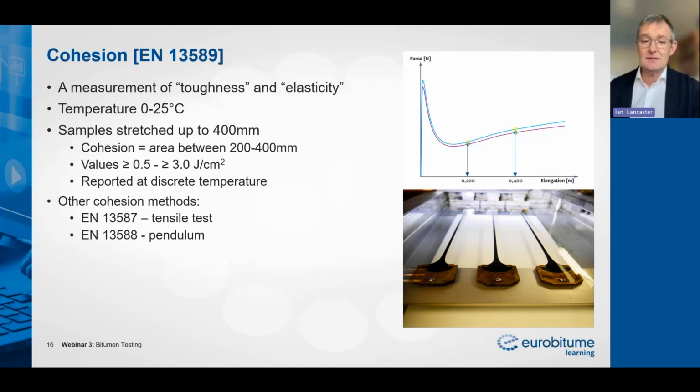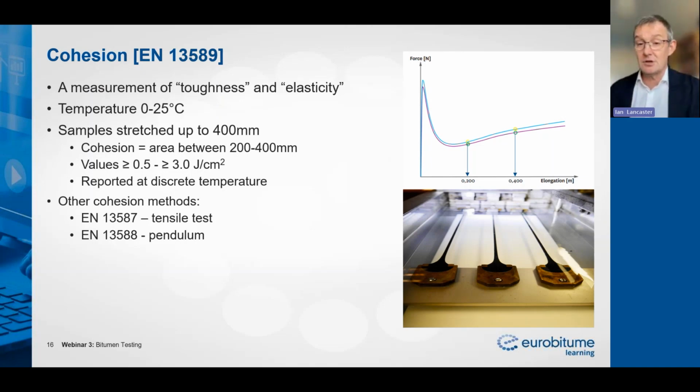There are 2 other methods. EN 13587, which is the tensile test, is similar in principle to the force ductility test, but it's not very widely adopted. And then we have the pendulum cohesion test, which should only really be used for situations where the binder is subjected to extreme stress, such as surface dressing or, if we've got anyone online from the States, chip seal.